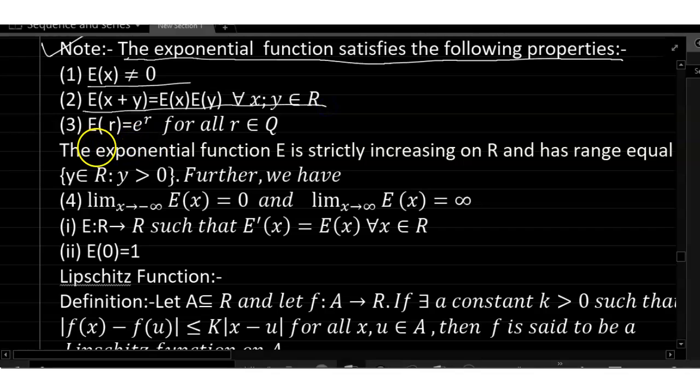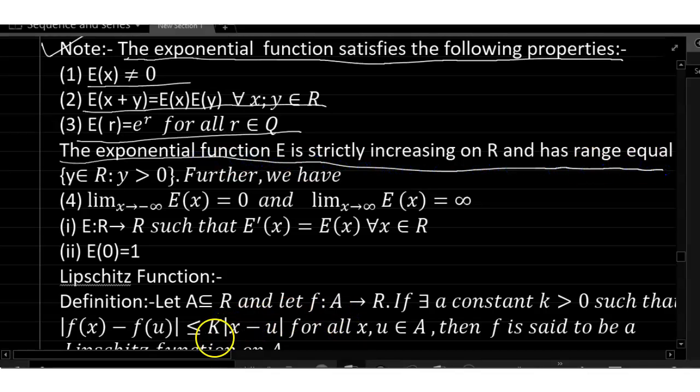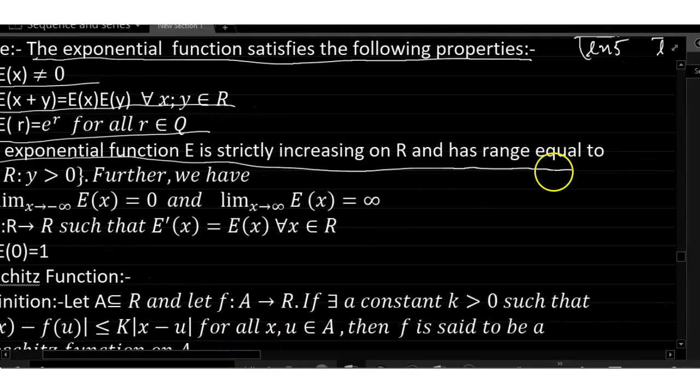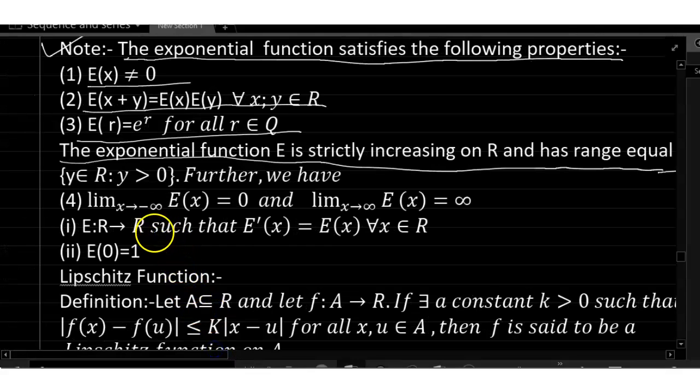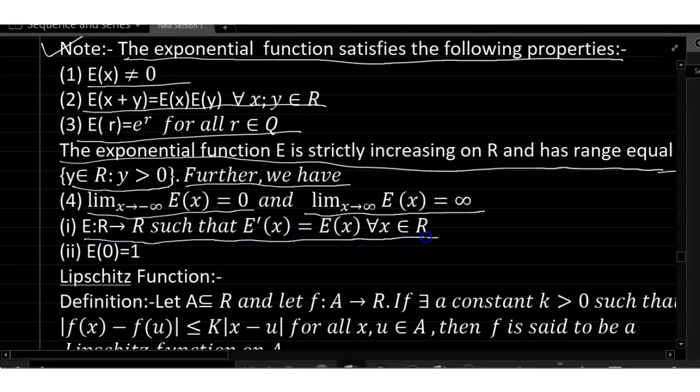e to the power x plus y equals e^x into e^y, for x, y belongs to R. The exponential function e is strictly increasing on R, has range y belongs to R with y greater than 0. Further, the limit as x tends to minus infinity of e^x equals 0, the limit as x tends to infinity of e^x is infinity, the derivative of e^x is e^x, and e^0 is equal to 1. So friends, this is my exponential series.